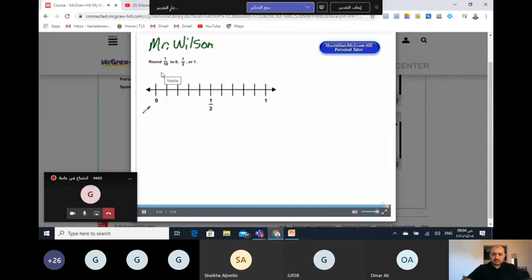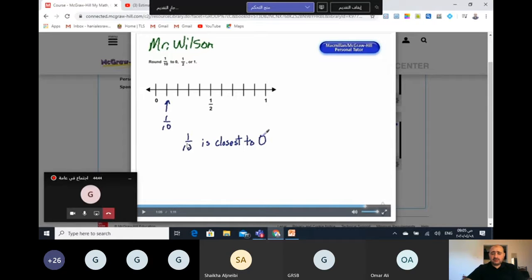In this example, we have 1 over 10. The first step, divide the number line into 10 equal pieces: 1, 2, 3, 4, 5, 6, 7, 8, 9, 10. Then choose the first one. So we'll be here. This is 1 over 10. As you see here, it is near to the 0, the half, or the 1? It's very close to the 0. So I can round 1 over 10 to the 0.